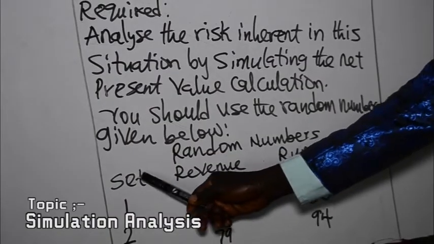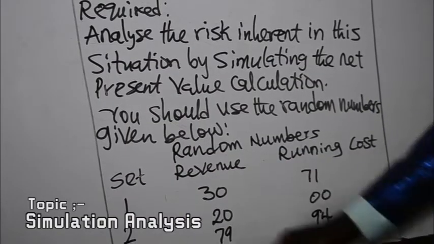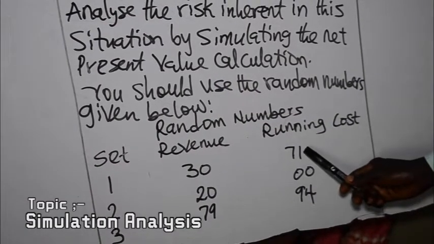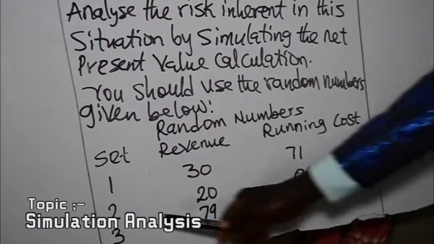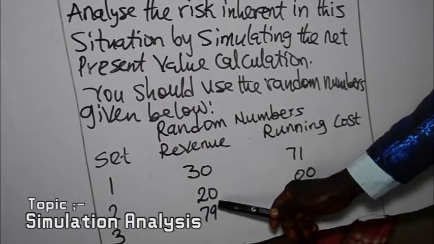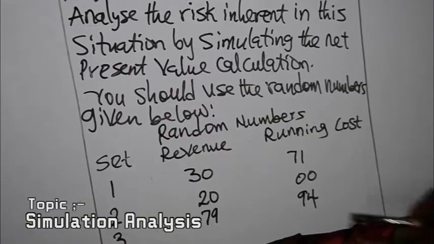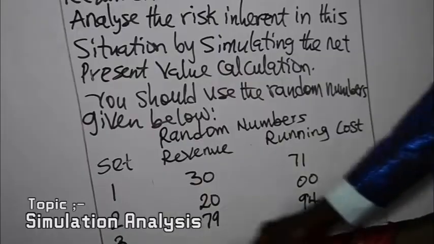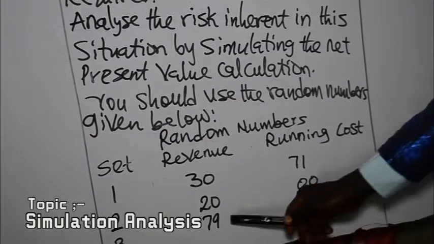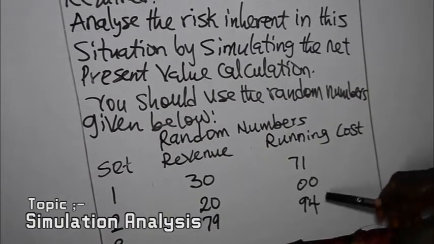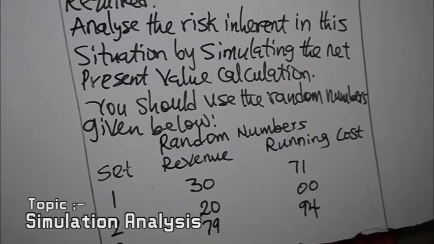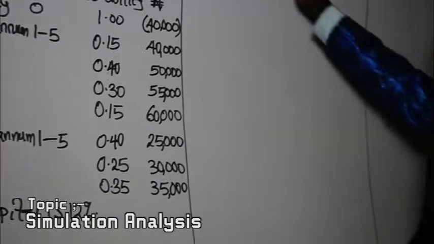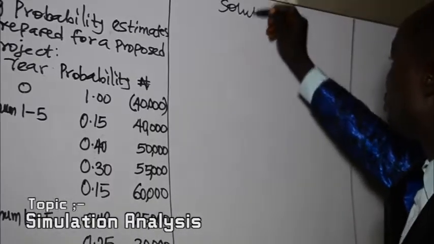Then we have, for each set, revenue and running cost. For set 1, the random number associated with revenue is 13, and that of the running cost is 71. For set 2, the random number associated with revenue is 20, and the one associated with the running cost is 00. Then set 3, the random number is 79 associated with revenue, and the one associated with the running cost is 94. So that is the question. We therefore want to provide the solution to the question.